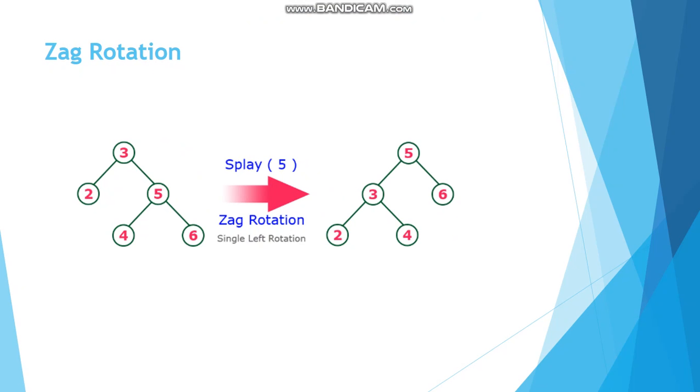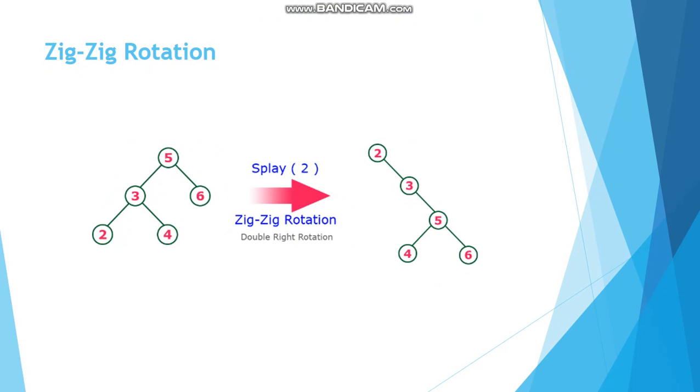The zag rotation is quite similar to the single left rotation of AVL tree. In this rotation, every node moves one position to the left from its current position, as it can be seen in this image.